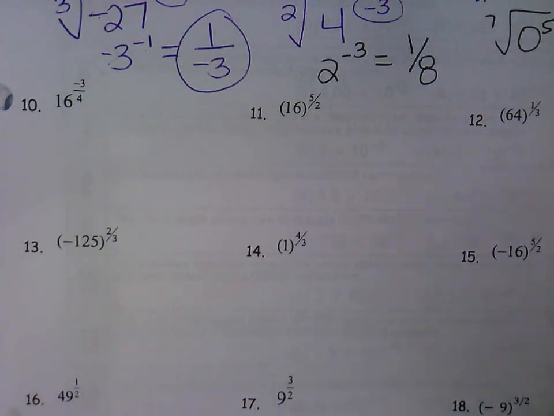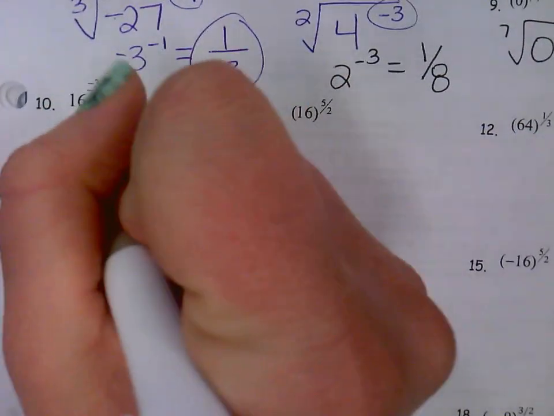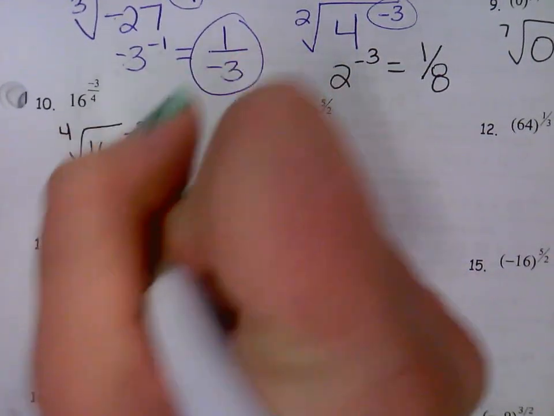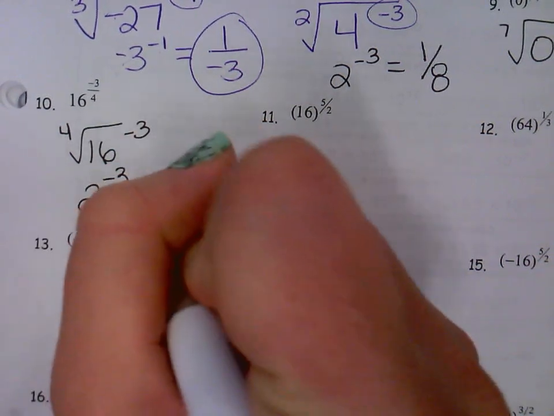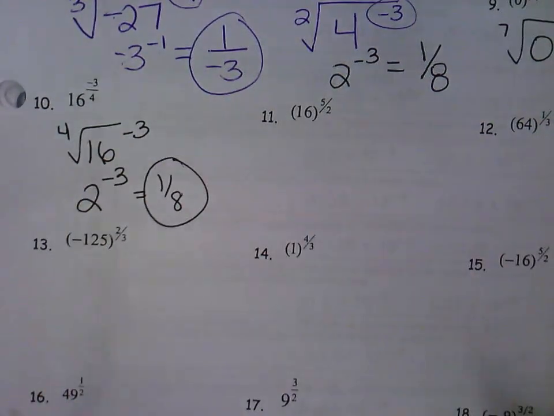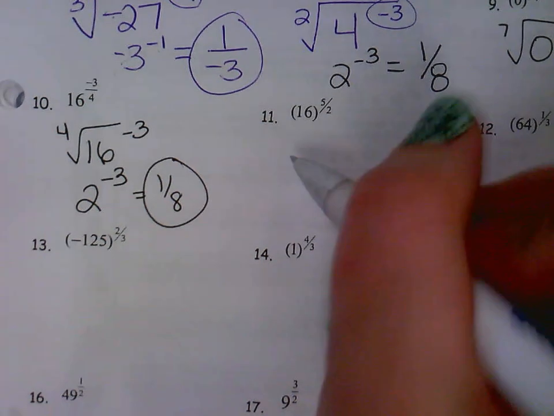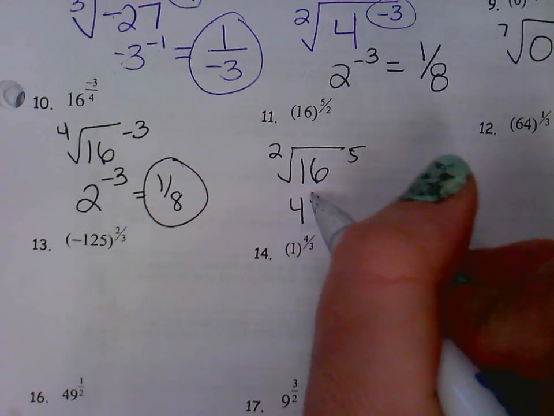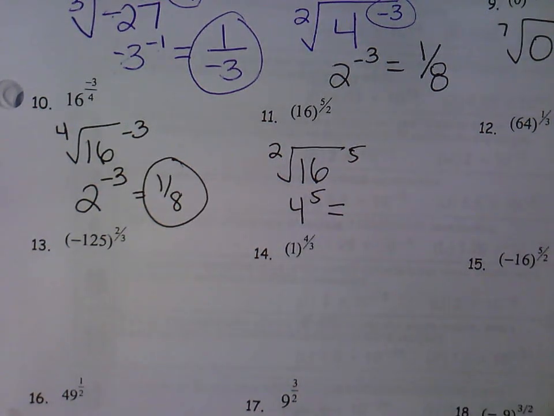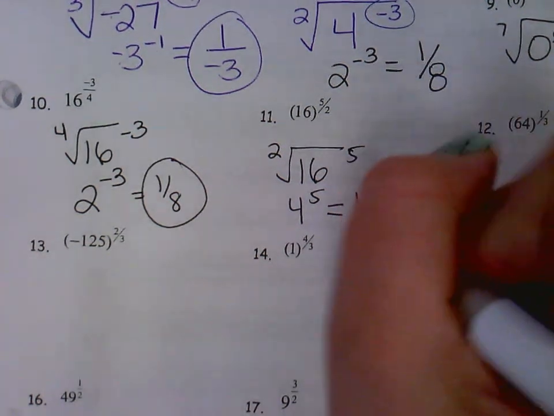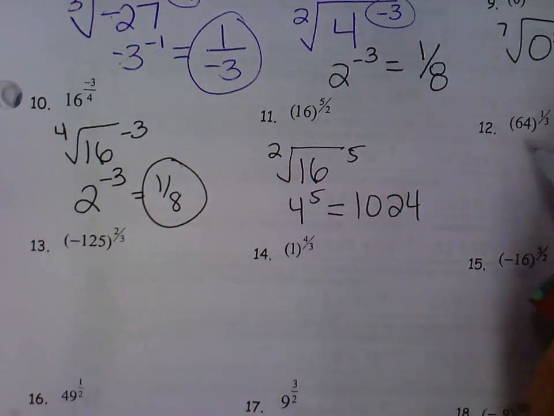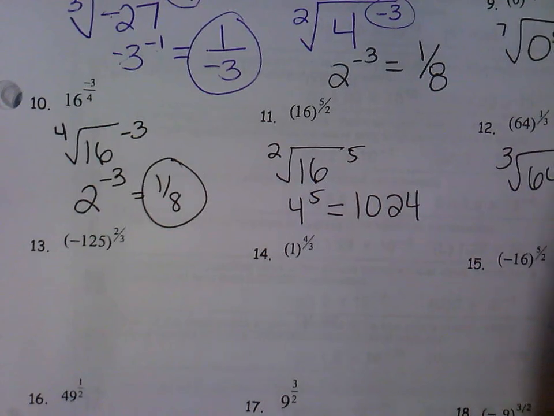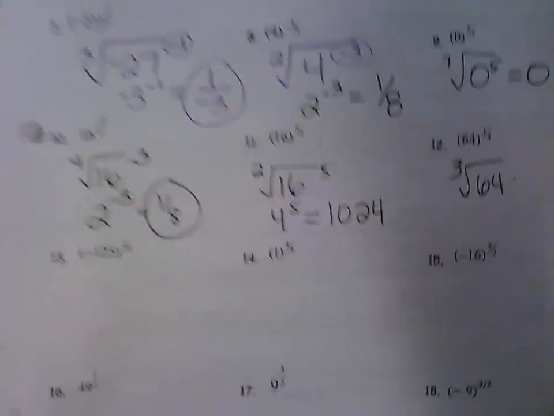Okay, so the fourth root of 16 to the negative third would be 2 to the negative third, or 1/8. Did you get that one? That was one of the hardest ones on there, number 10. This is the square root of 16, which is 4. I don't know 4 to the 5th. Did you guys use your calculator for that one? 1024. This is the cube root of 64. So that one was easy. It should have been 4, right?